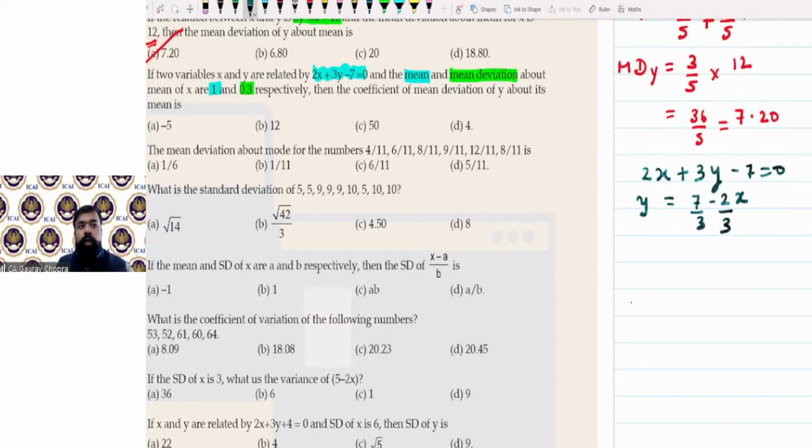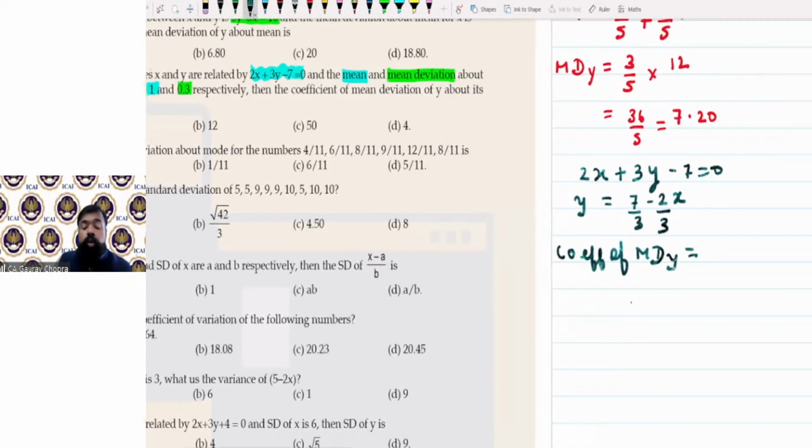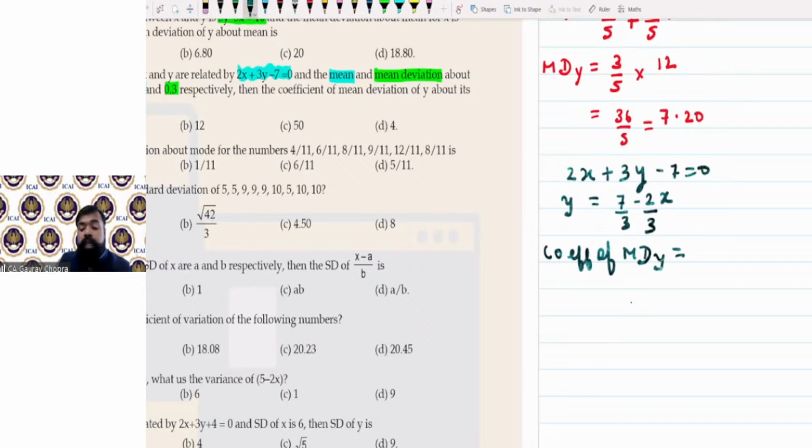So y equals 7 by 3 minus 2 by 3x. This is the equation after arrangement. Then we have to calculate the coefficient of mean deviation of y. This is the requirement. So what is the formula for the coefficient of mean deviation? It will be mean deviation upon mean of y, that is y bar, and then multiply by 100.